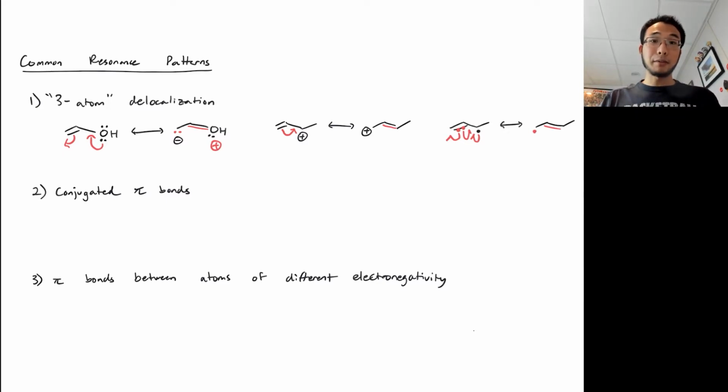So again, this pattern is very common. 3 atoms, all with some sort of a p orbital, spreading electron density across. The other common pattern is when you have multiple pi bonds that are so-called conjugated together.